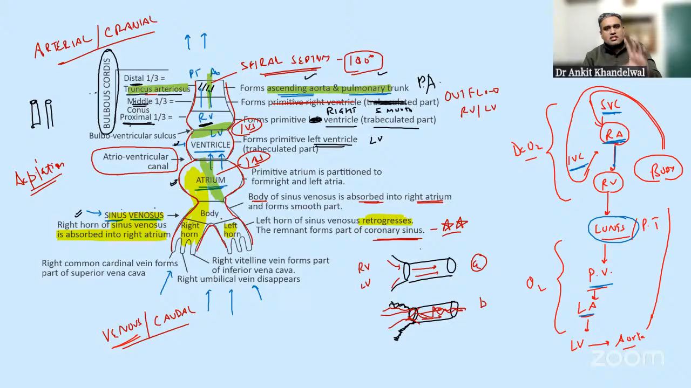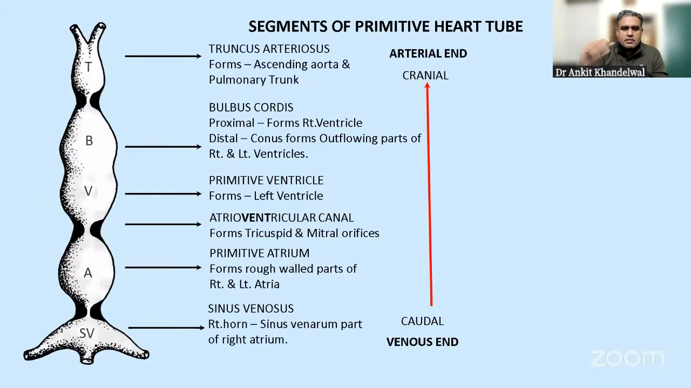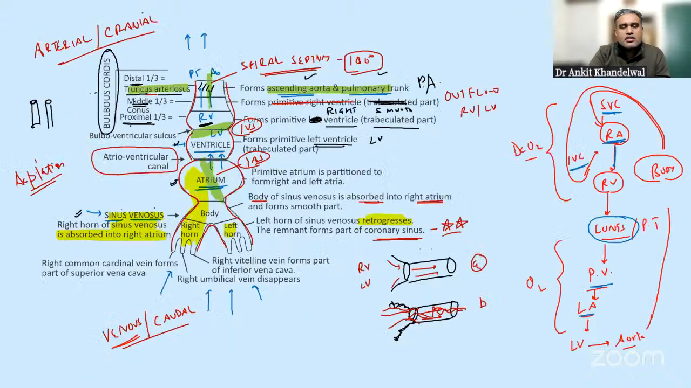Now, I hope this picture is clear, right? Let us see this image also. The right horn of the sinus venosus forms a part of the right atrium. The primitive atrium forms your LA and RA, and the AV canal. The primitive ventricle forms the LV, and you can see the bulbus cordis has a proximal part. This part becomes RV, this part becomes LV. Then you have the distal part, which forms the outflow part. And the more distal part forms the truncus arteriosus, forming both the ascending aorta and the pulmonary trunk. Okay, simple. Here's a bit more detail.